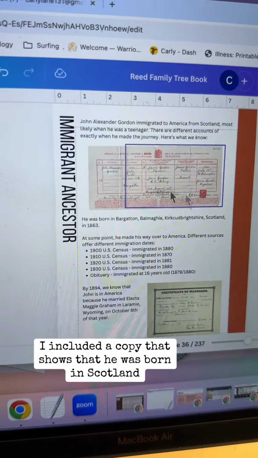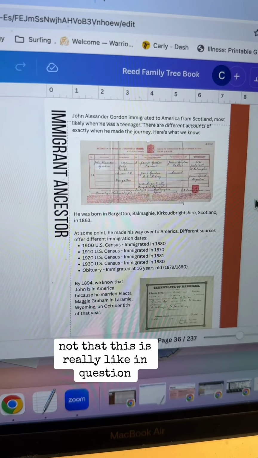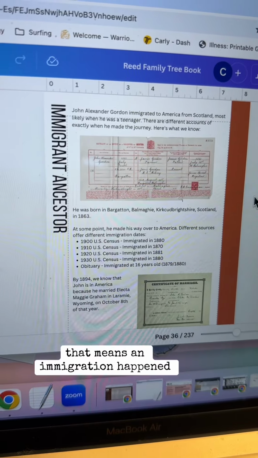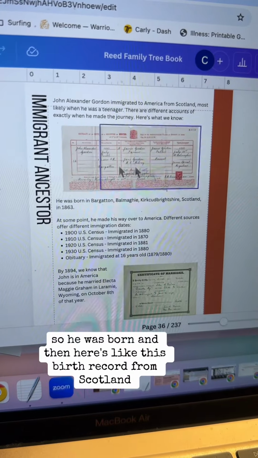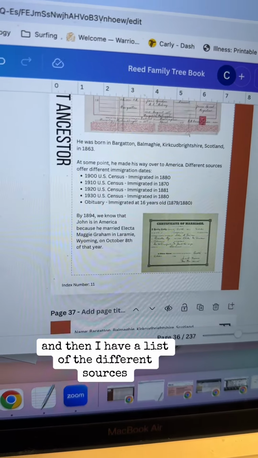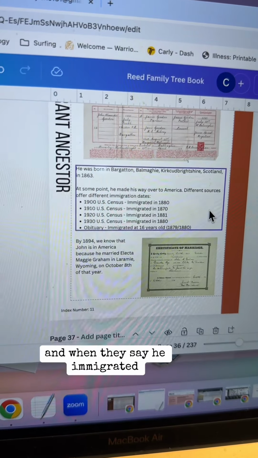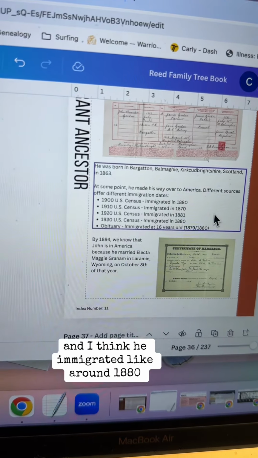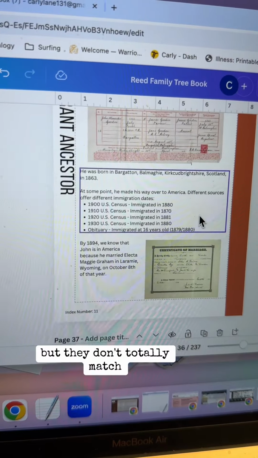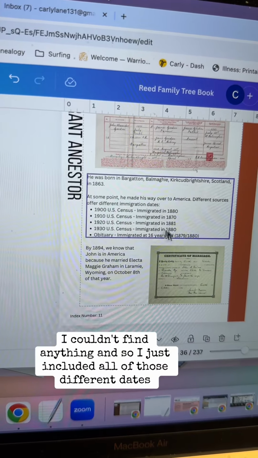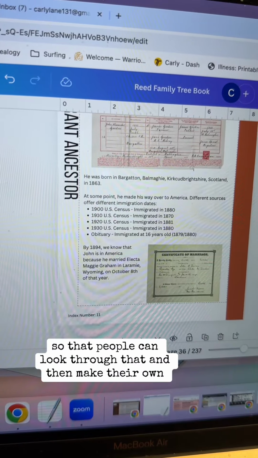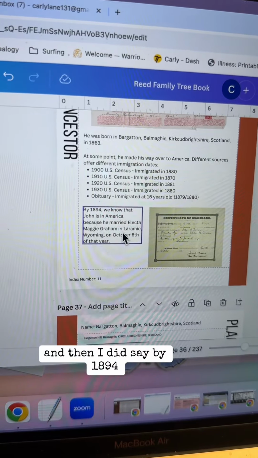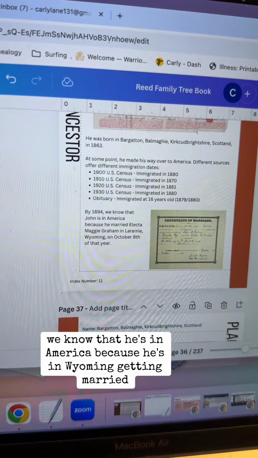I included a copy that shows he was born in Scotland. Not that this is really in question, but it frames that he was in this country and then in this country, which means an immigration happened. Here's the birth record from Scotland. Then I have a list of the different sources and when they say he immigrated, because the other problem is they're all around the same time. I think he immigrated around 1880, but they don't totally match. Again, I couldn't find anything, so I included all of those dates so people can look through them and make their own mental guess. And by 1894, we know he's in America because he's in Wyoming getting married. I have that record too.